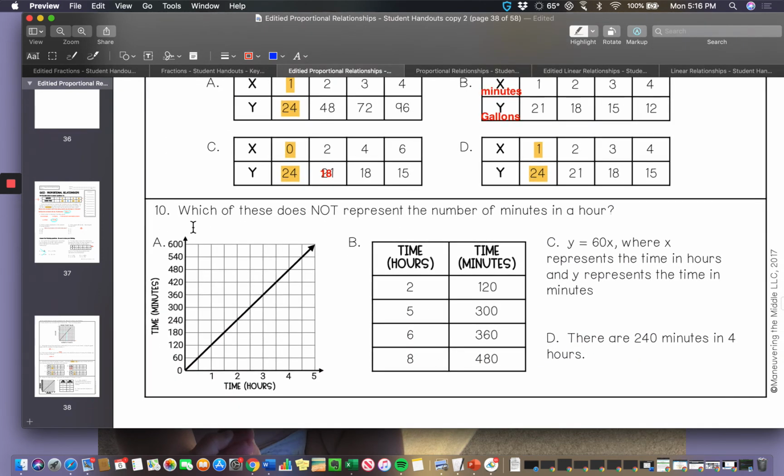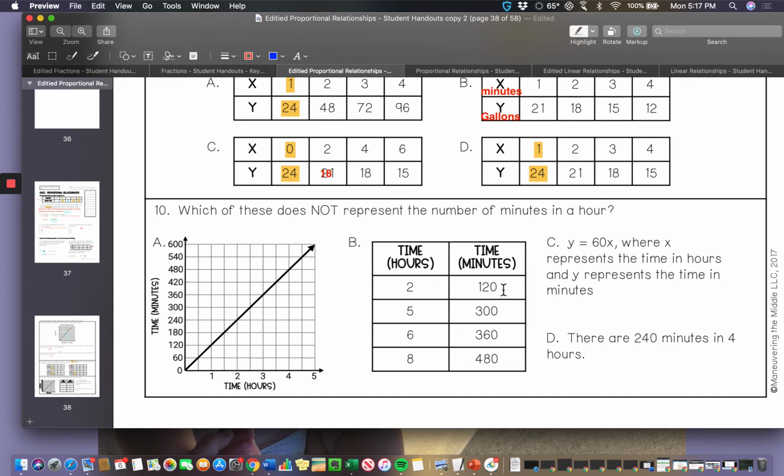Number 10. Which of these does not represent the number of minutes in an hour? Alright, so they want the one that does not represent the number of minutes in an hour. Well, this graph right here is showing us that in 1 minute, in 1 hour, there's 120 minutes. Thinking hats on. All right.